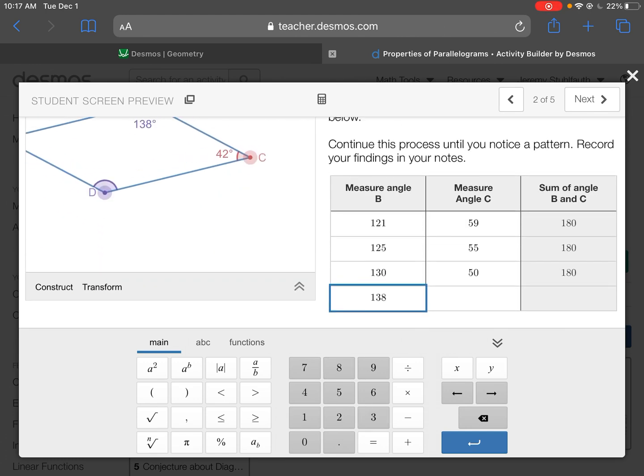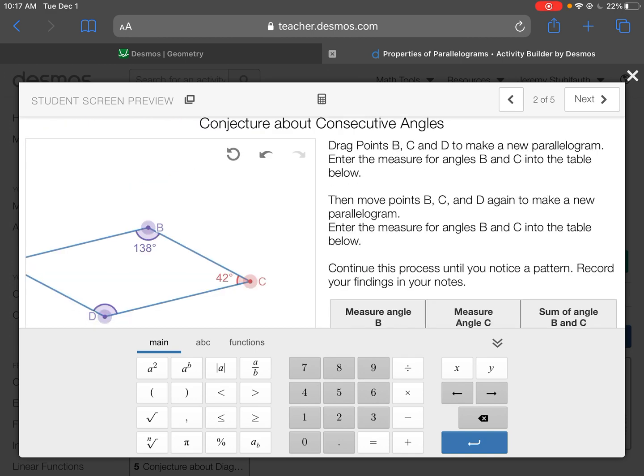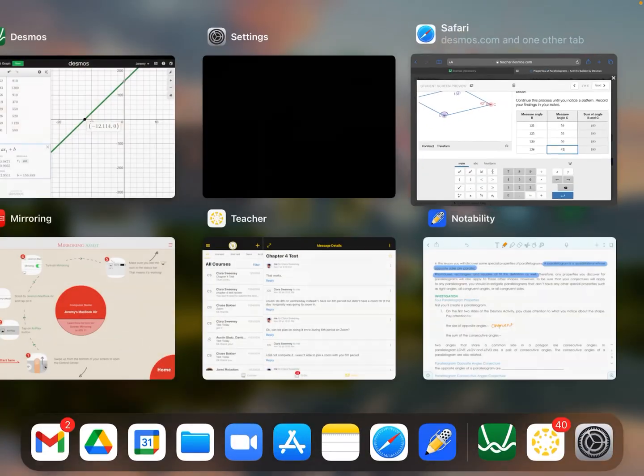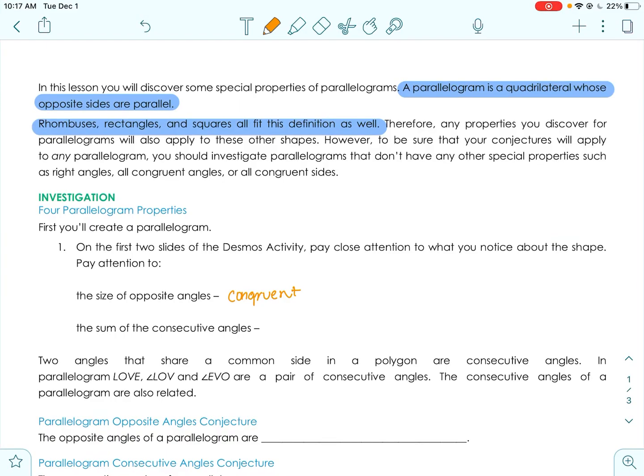What do you notice about the sum of those two angles? You should notice that they all add up to 180. So if we jump back over here, we can say that the sum of the consecutive angles is 180 degrees. What does that lead us to be able to say? That means that those two angles, the consecutive angles, are supplementary.